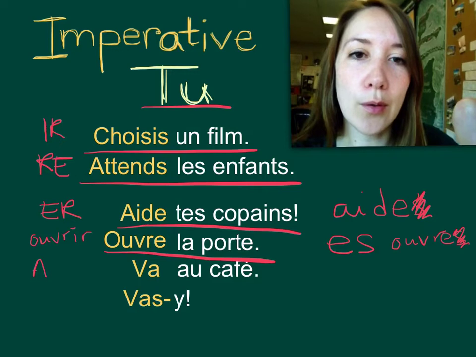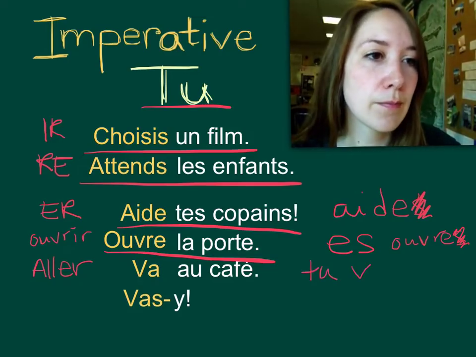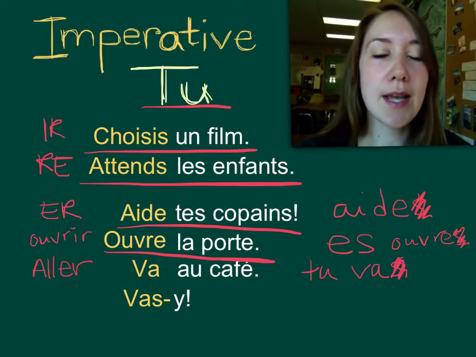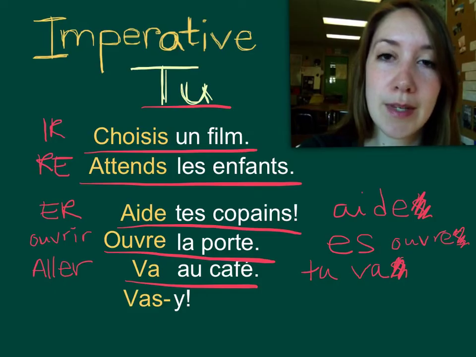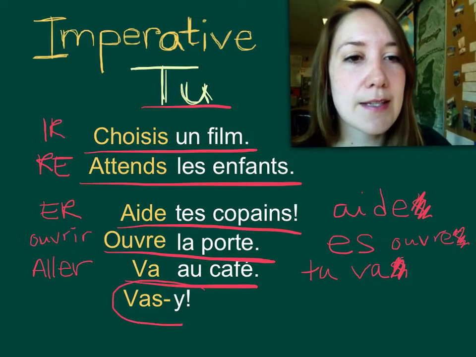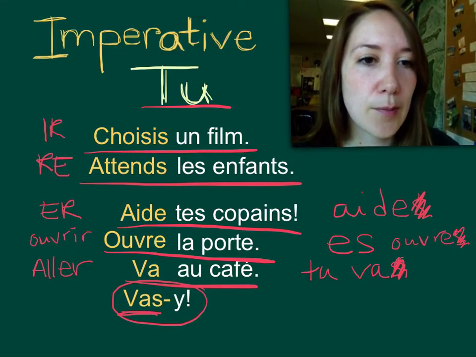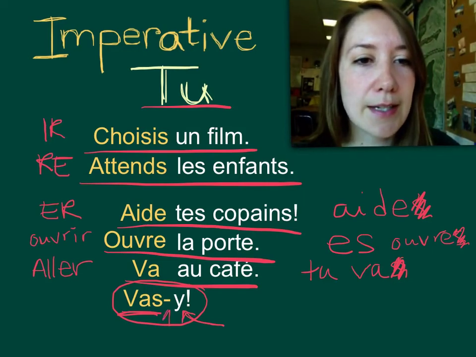Also, for our only irregular ER verb, aller, normally we would say tu vas, you go, but to say go, we drop the s. And we say, va au café, go to the cafe. And the only time that we would keep the S is in a case like this, where our conjugation for tu of the verb to go, va, is followed by a vowel or a word beginning with a vowel and is connected with a dash.